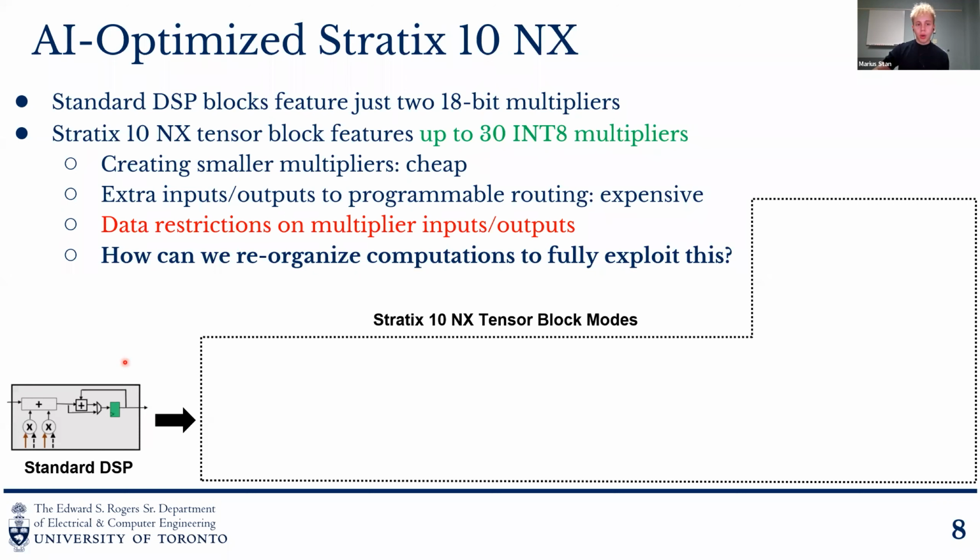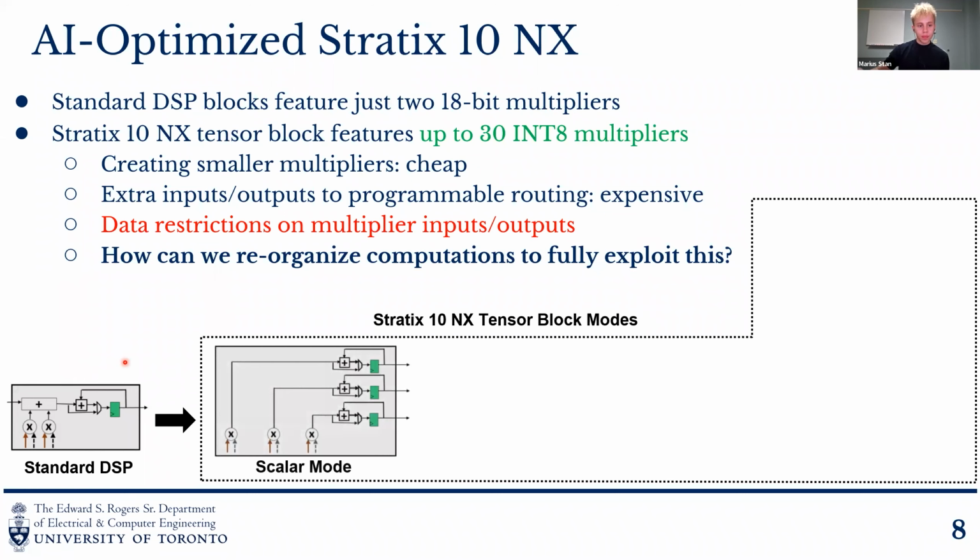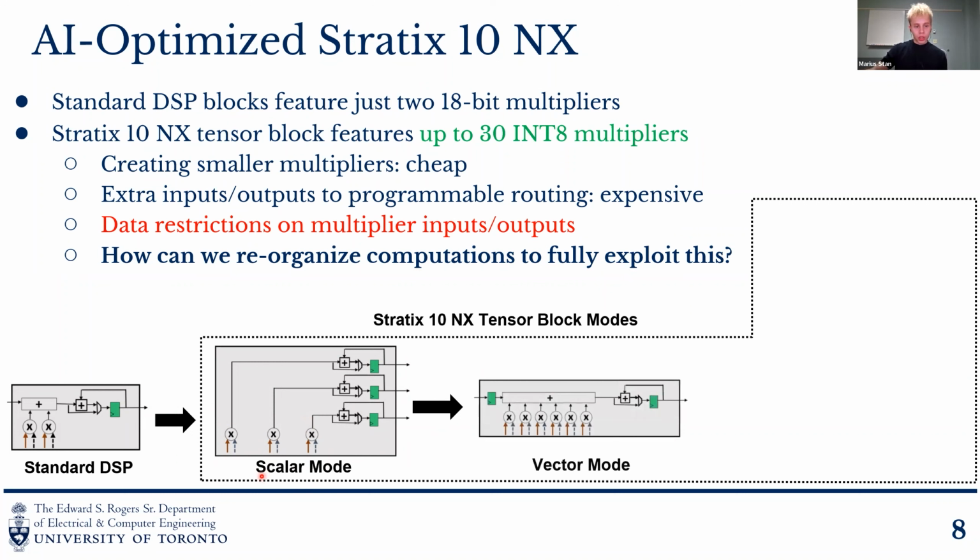Well, there's a couple different modes we can take advantage of. The first is scalar mode. Scalar mode has the least amount of input and output restrictions, so it's similar to a DSP. We can have 3 independent multipliers and produce 3 independent outputs, but we're only using 10% of the multipliers in tensor blocks. We're using 3 out of 30. Vector mode has more restrictions, but we double the multipliers compared to scalar mode. So 6 total multipliers, but now we must accumulate the results of those multipliers, and we can only produce 1 output.